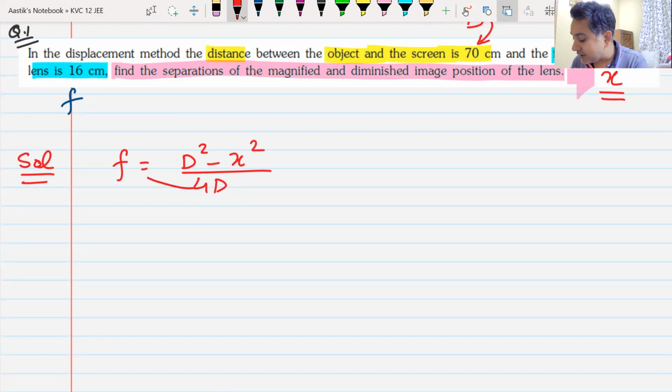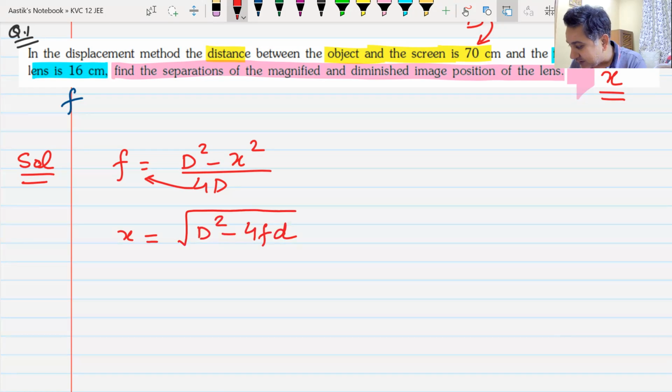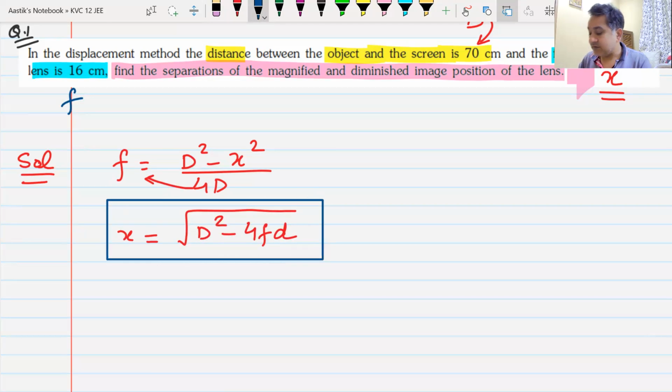So what I'll do here is take 4D on that side, and then I can get the formula for x. What is the formula of x that I will get? It is easy to remember. That is why I'm telling you. x is the root of D square minus 4fD. This is basically your discriminant, beta, and this is how I remember things. D square minus 4fD is your discriminant that was coming under the root.